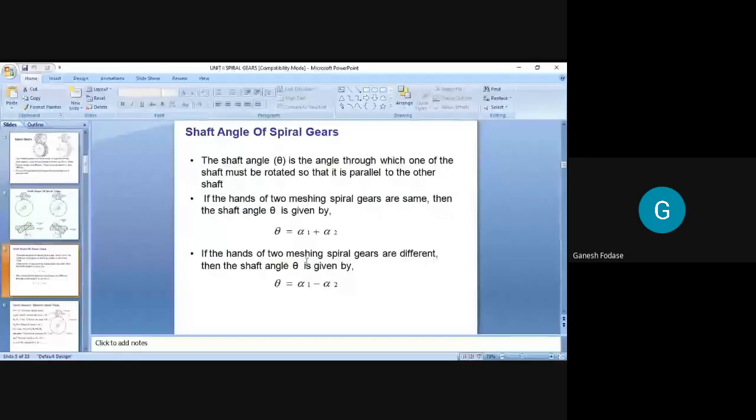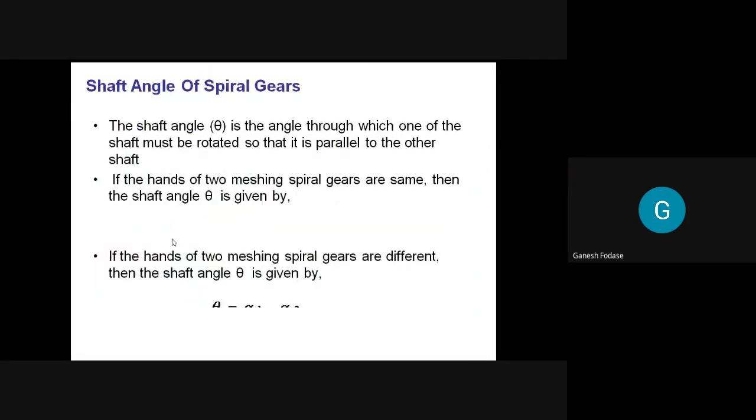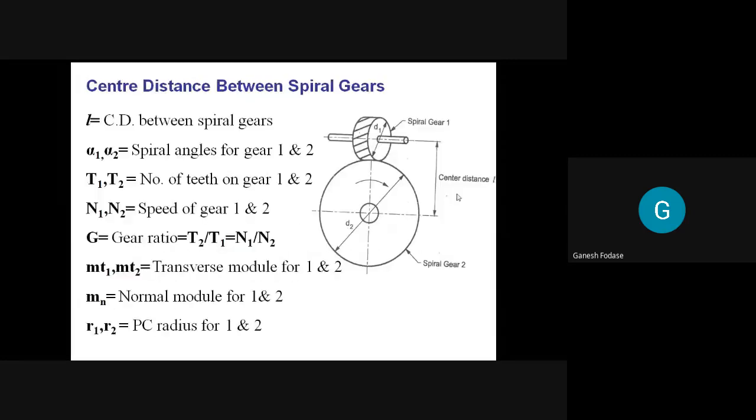So we just discussed the concept of shaft angle, that is theta is equal to alpha 1 plus alpha 2 and theta is equal to alpha 1 minus alpha 2. Now, one more topic is there. You can say central distance between the spiral gears. So after basic terminologies, you define central distance.